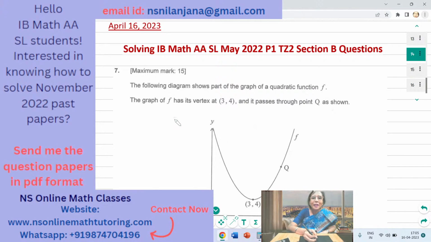Hello students, today is April 16, 2023, and yesterday we solved the section A questions of IB Math AA SL May 2022 paper 1 time zone 2. Today, April 16, we will be solving the section B questions of the same paper. That means we will be solving question number 7, question number 8 and question number 9, the last 3 questions of this question paper.